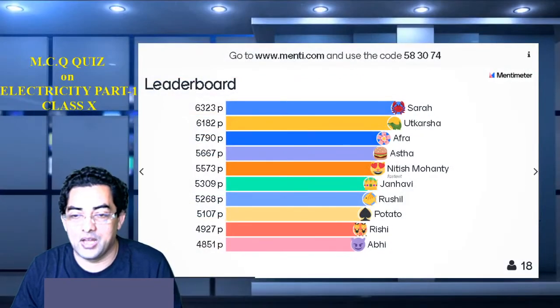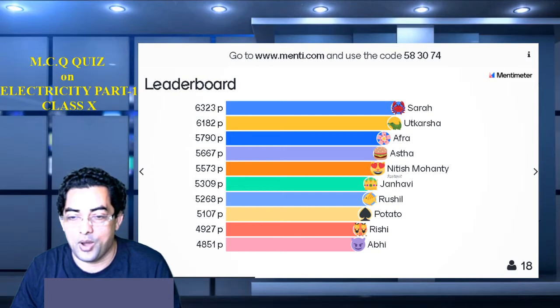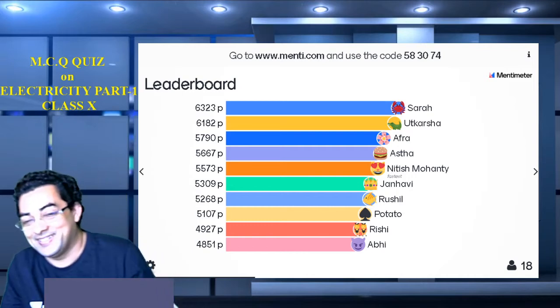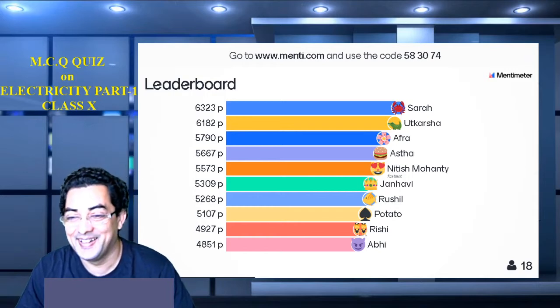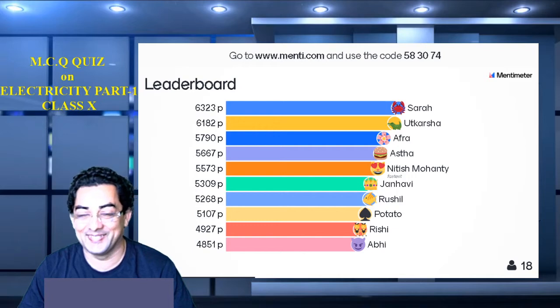So all girls, girls, girls, girls. One boy has come up, Nitish. Then girls, then boy, then potato. We don't know what is the gender of this potato. Is it male potato or female potato? That is awesome.